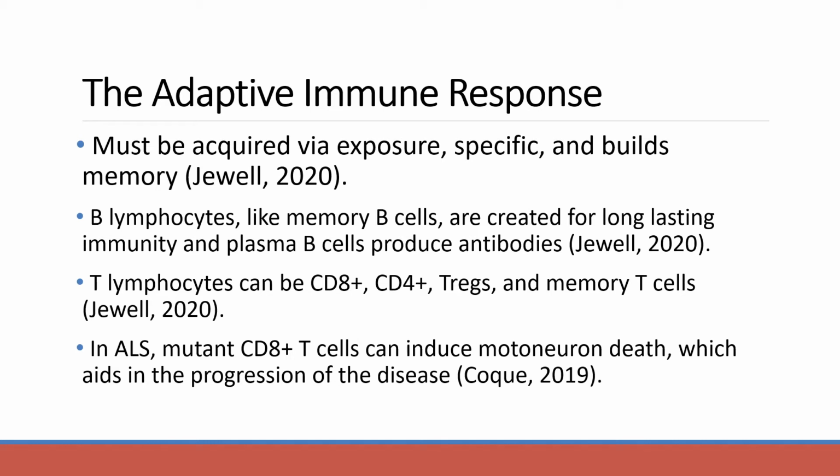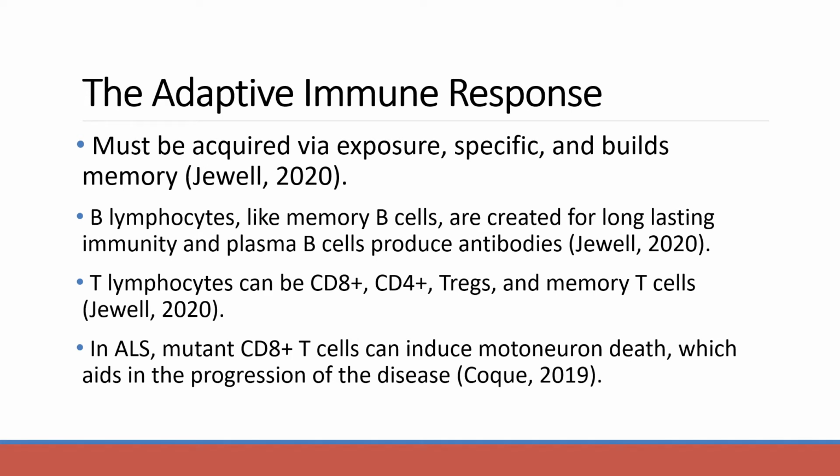foreigner faster. T lymphocytes can be a number of different types of cells, one being the CD8 T cell, which I'll talk more about, and that's a killer T cell. CD4 T cell, which is a helper T cell. Tregs, as you would assume, are regulatory T cells that can help dampen the immune response if it's too excessive or if it's time to slow down because the infection has been cleared. And T lymphocytes can also become memory T cells, which just helps us respond even faster when a foreigner comes back.